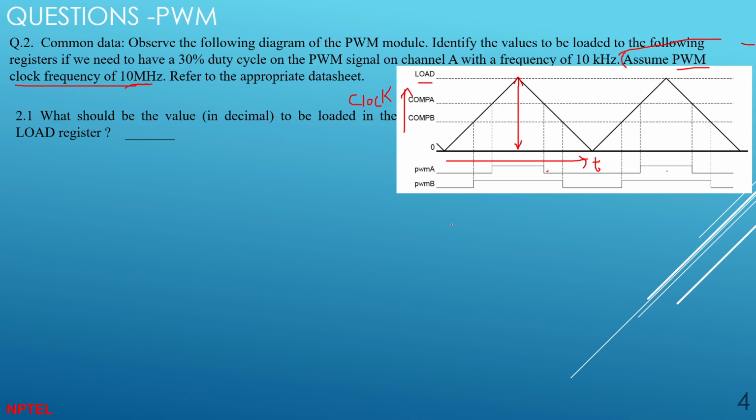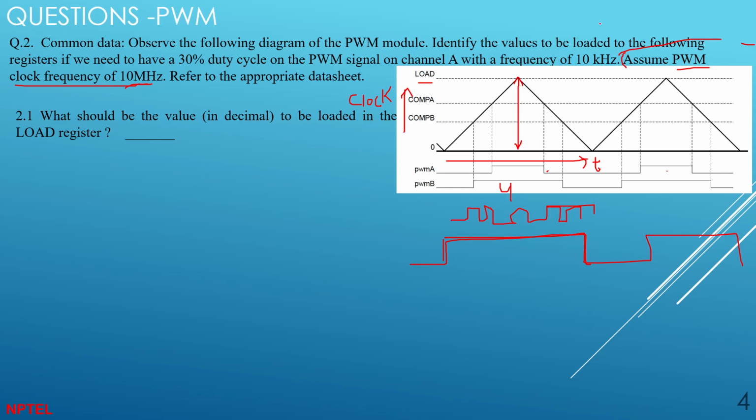If the microcontroller clock looks like this, it is very fast. In this case, 4 microcontroller clock cycles are equivalent to 1 PWM clock cycle. So 4 cycles of the microcontroller equal 1 cycle of the PWM pulse.